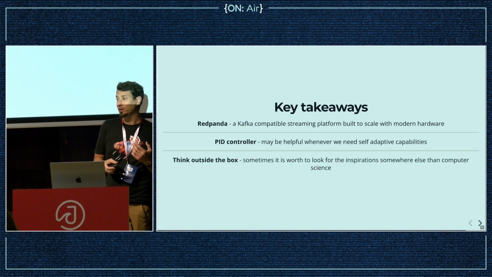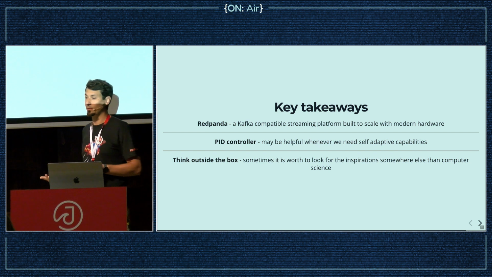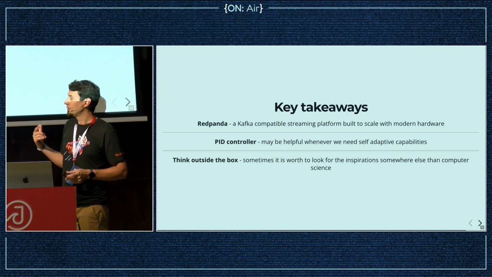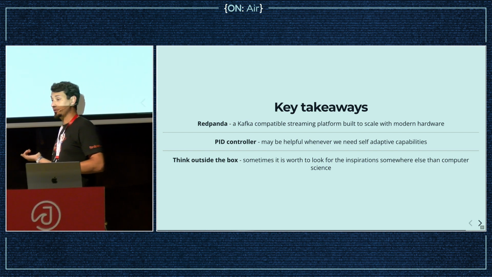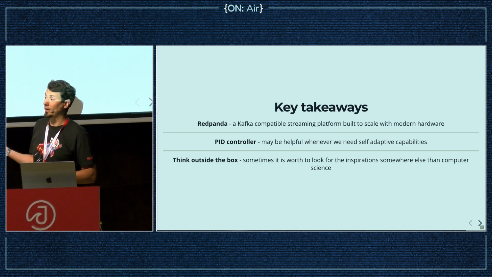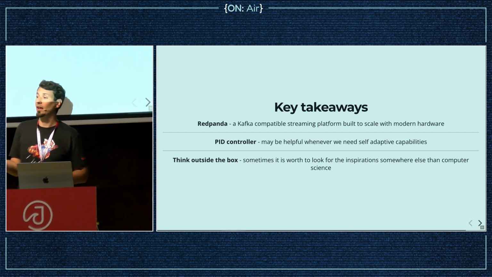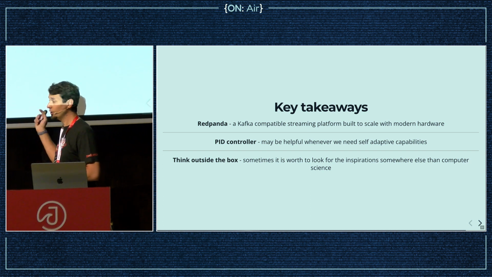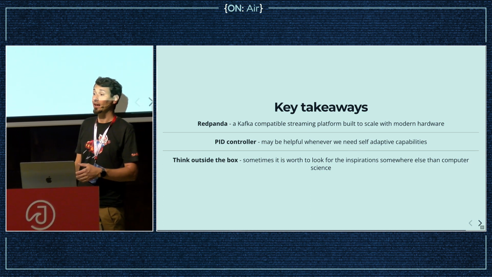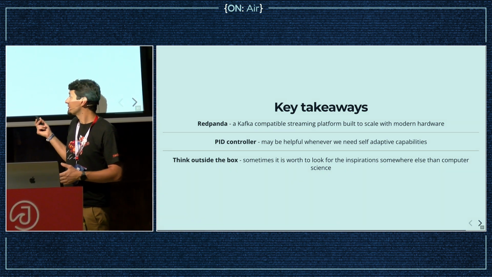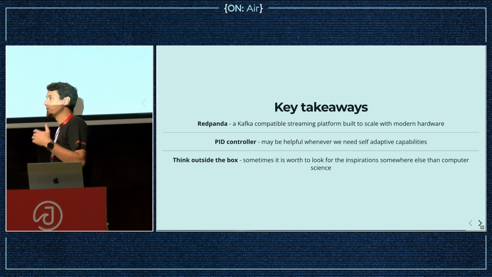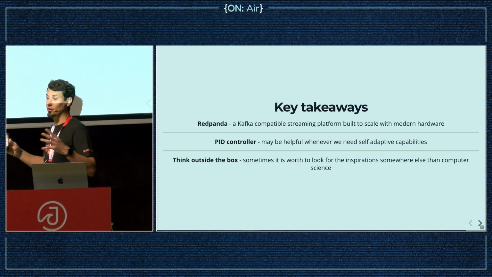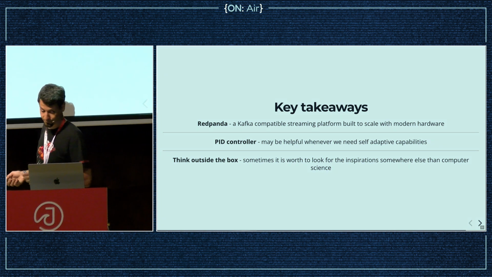And last but not least is to think outside the box. We already had during this conference a talk on genetic algorithms, right? So this is an inspiration that came from nature. Here we have an inspiration that came from industry. So it's sometimes good to think outside of the box, outside of the computer science boundaries.